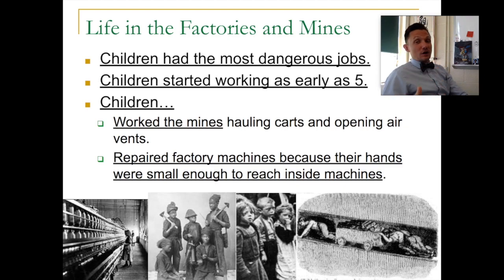Now, as time went on, there was the Factories Act and several other measures that said children also had to be educated to better their working conditions. So your average age for a child laborer during the Industrial Revolution is going to be closer to 10, 11, 12, right? Children are used for a lot of different things. They would work in the mines hauling carts and opening air windows, right? And then also they were used to repair factory machines.